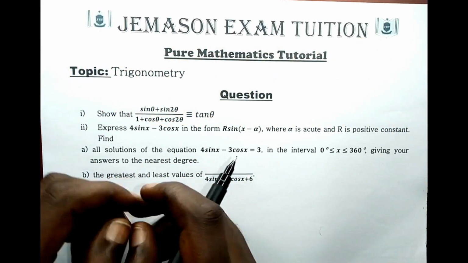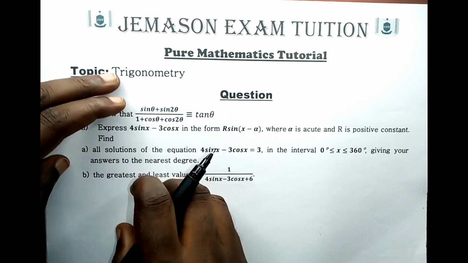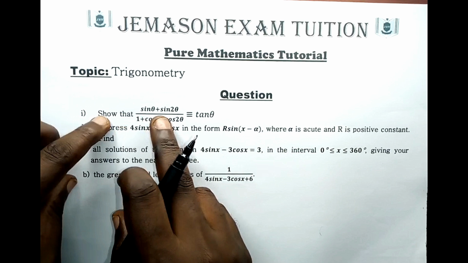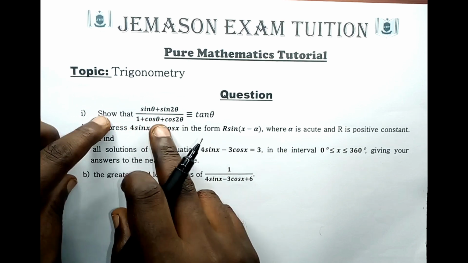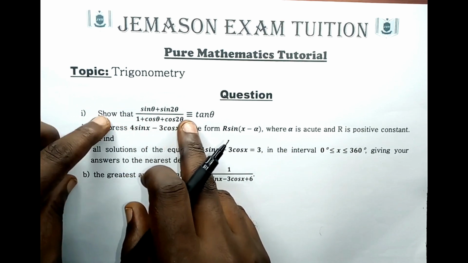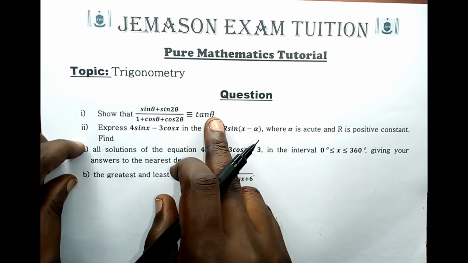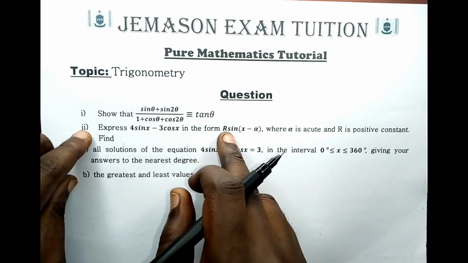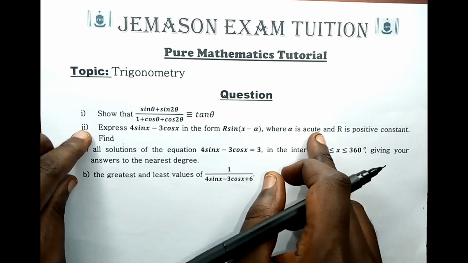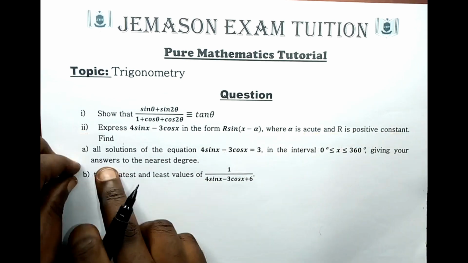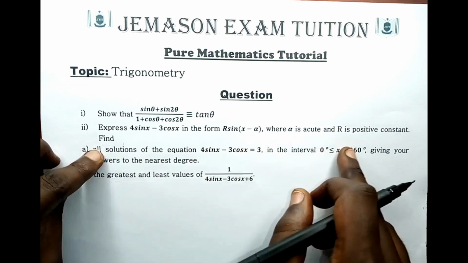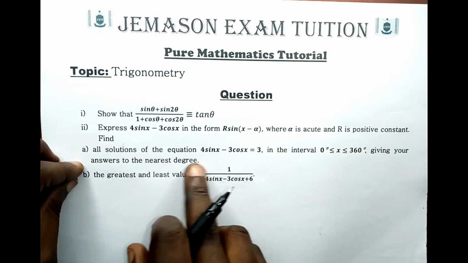Hi, Jameson Tutorials. In this session, we focus on trigonometry, and the question is, show that sine theta plus sine 2 theta over 1 plus cos theta plus cos 2 theta is identical to tan theta. Roman 2, express 4 sine x minus 3 cos x in the form this, where alpha is acute and r is positive. Find all solutions of the equation this in the interval this, giving your answers to the nearest degree.